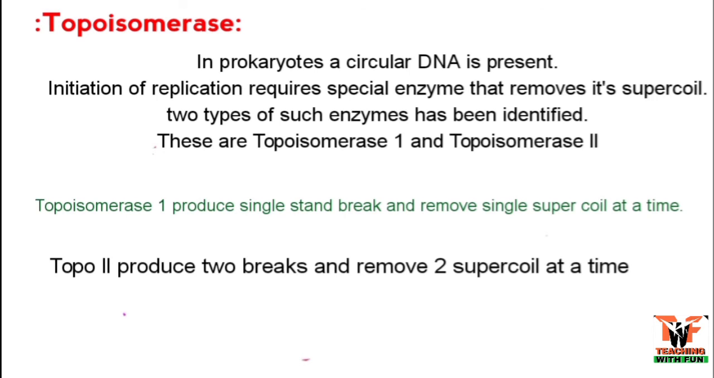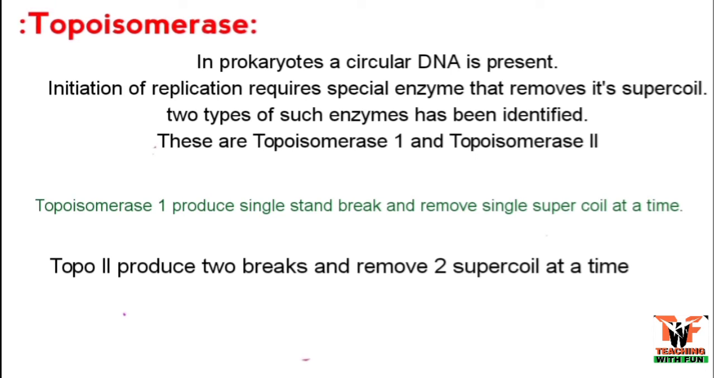The next enzyme is Topoisomerase. In prokaryotes, a circular DNA is present. Initiation of replication of this DNA requires a special enzyme that removes its supercoil, found in relaxed condition. Two types of such enzyme have been identified that alter the topological version. These are Topoisomerase 1 and Topoisomerase 2.